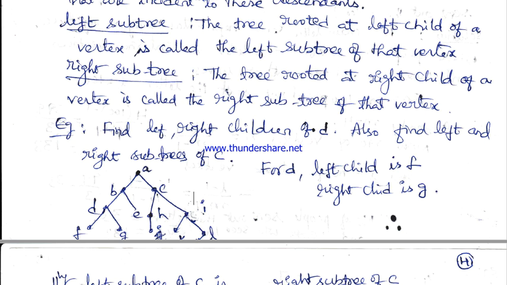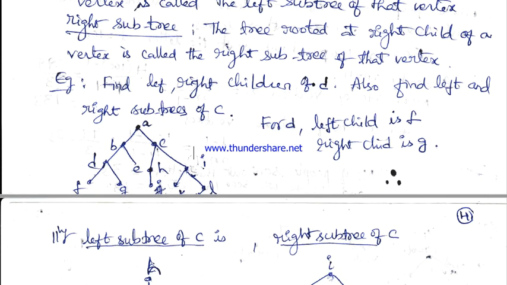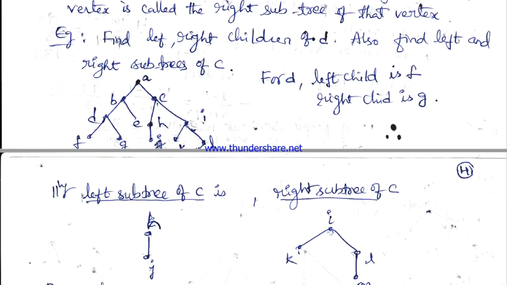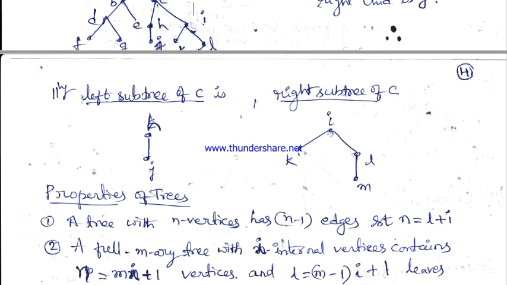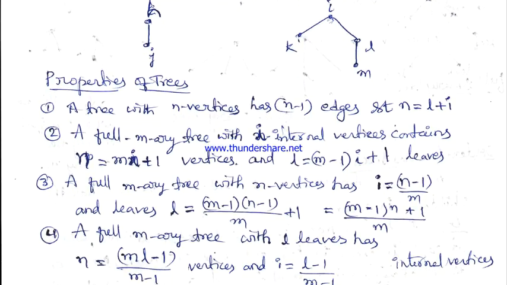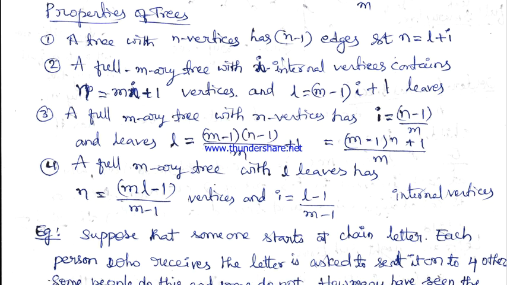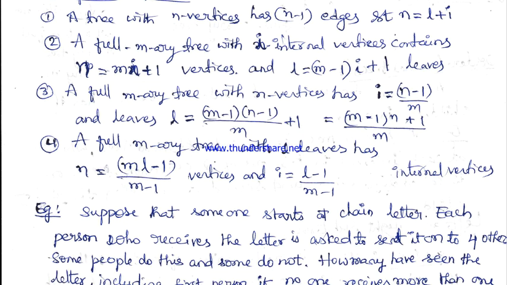Likewise, in any rooted tree, we can have, corresponding to any vertex considered as a root itself, the left and right subtrees. Now let us see a few properties of trees. Suppose a tree has n vertices, then it will always have n minus 1 edges. If L is the number of leaves, then the equality n = L + I will always hold true, where I is the number of internal vertices.